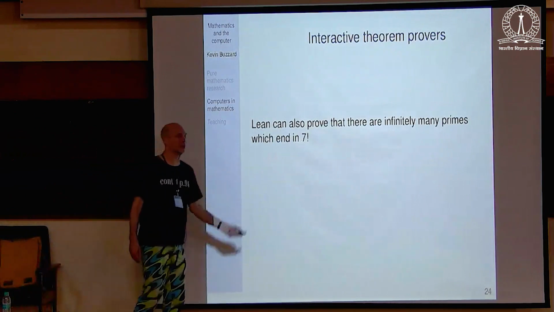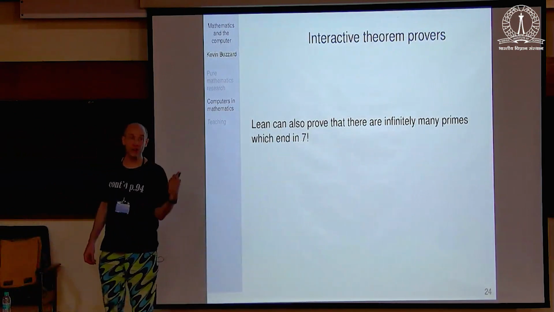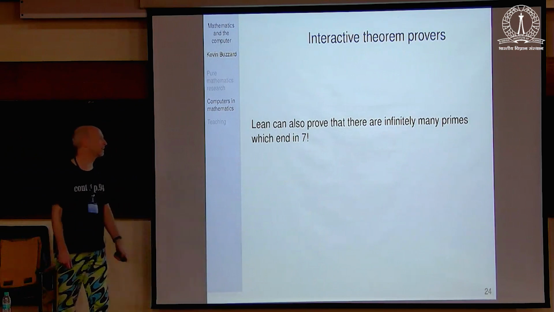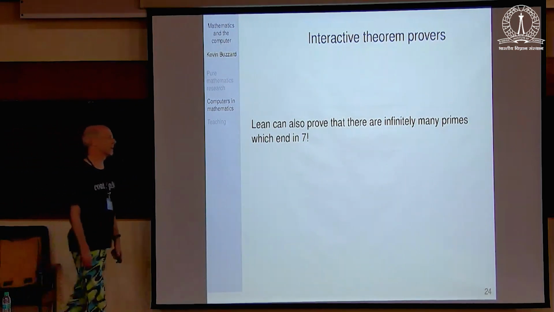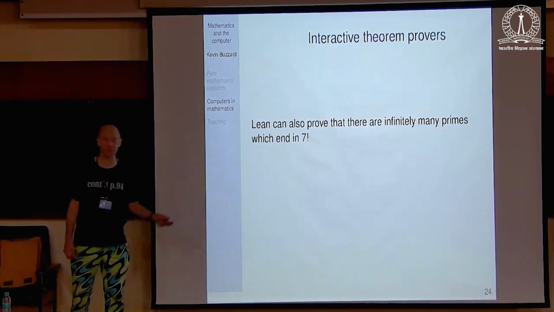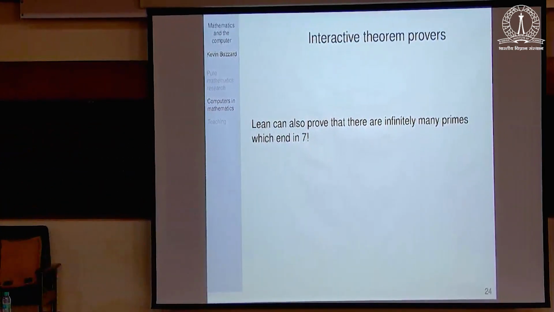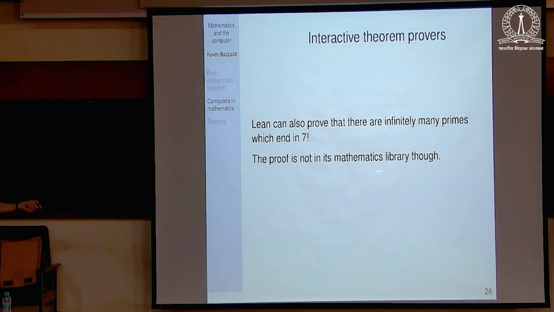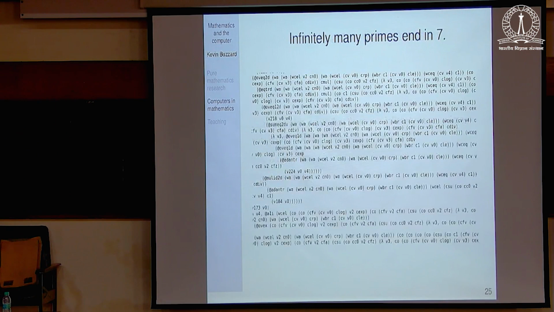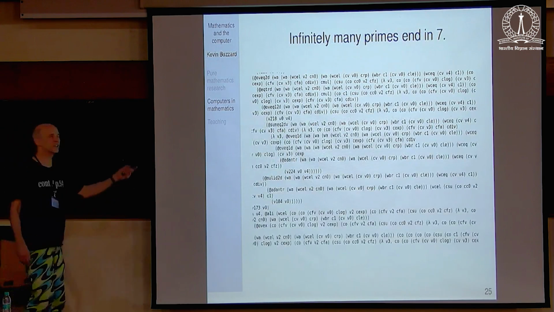So Lean can also prove there's infinitely many primes that end in 7. And I told you that was much harder, okay? So this is the thing about interactive theorem provers versus large language models, is that interactive theorem provers can get further. So it can prove there's infinitely many primes that end in 7. And the proof isn't in its mathematics library, and those of you that know something about software libraries will realize, the moment I show you what the proof looks like. This is part of the proof.